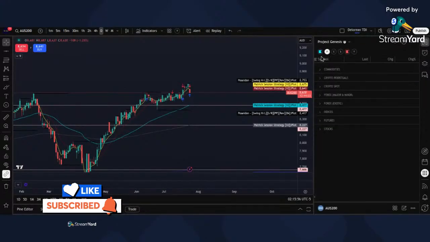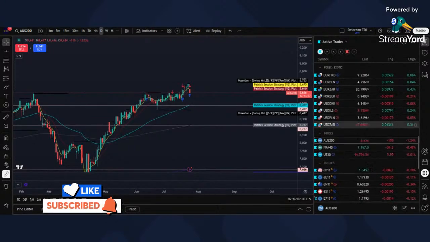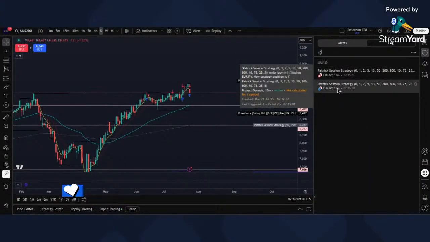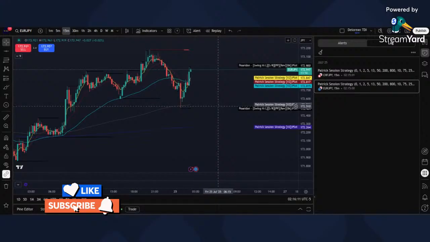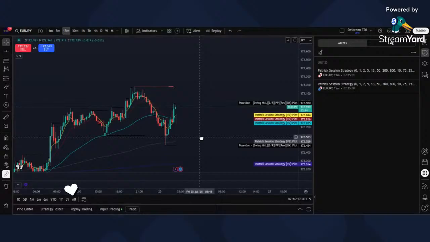Let's go ahead and get this removed from our list. This is an Indices. And the Australian 200 is gone. All right, we have the euro versus the Japanese yen. Give it time to show us what it has.